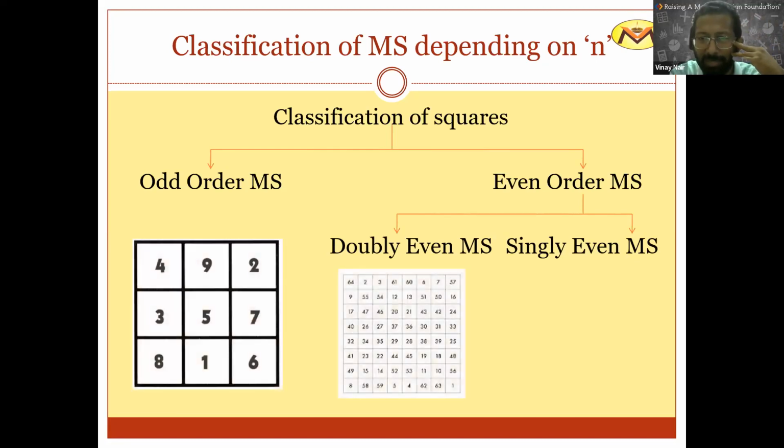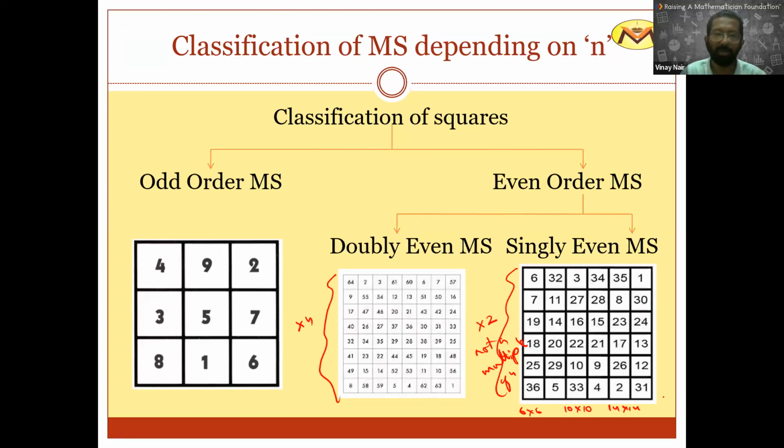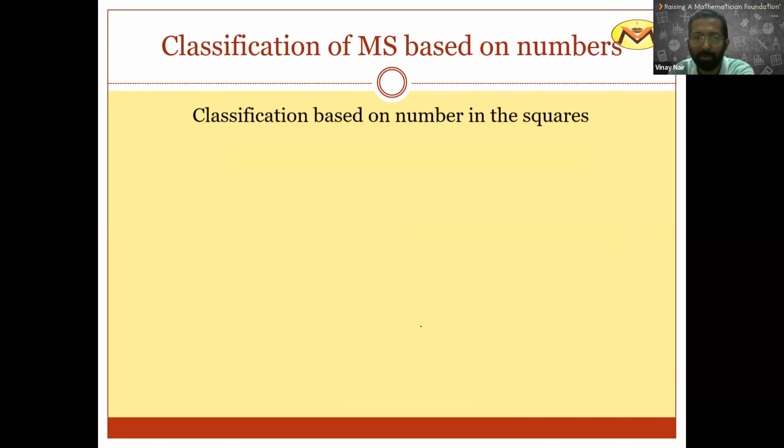So what does doubly even and singly even mean? Doubly even means the number of rows and columns should be a multiple of 4. And singly even means it has to be a multiple of 2, but not a multiple of 4. Means you can have a 6 by 6, a 10 by 10, a 14 by 14, and so on. Okay, that is doubly and singly even. Doubly even is a multiple of 4: 4 by 4, or you can have an 8 by 8 or 12 by 12, and so on. Okay. All right.